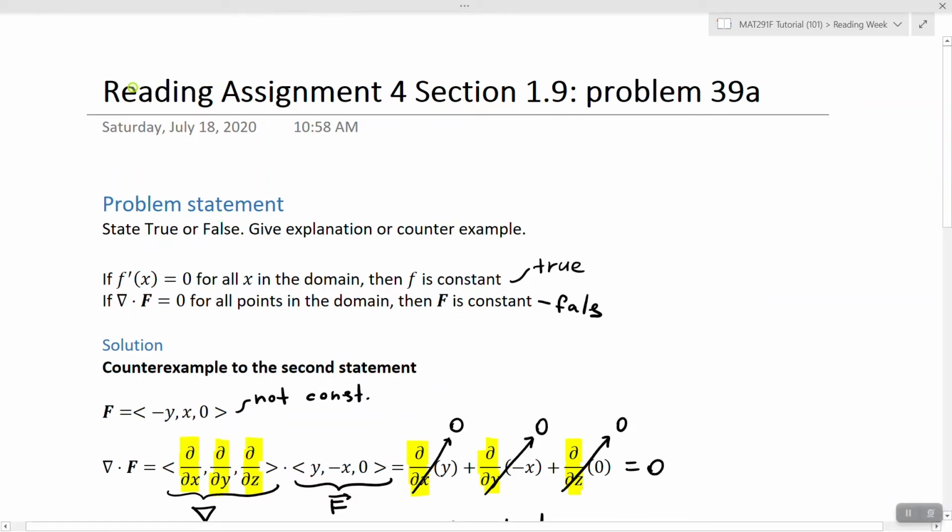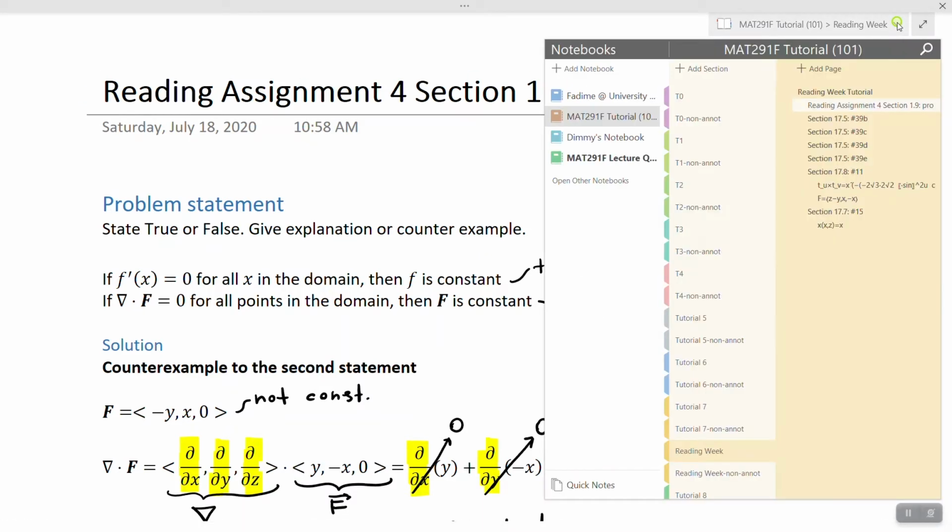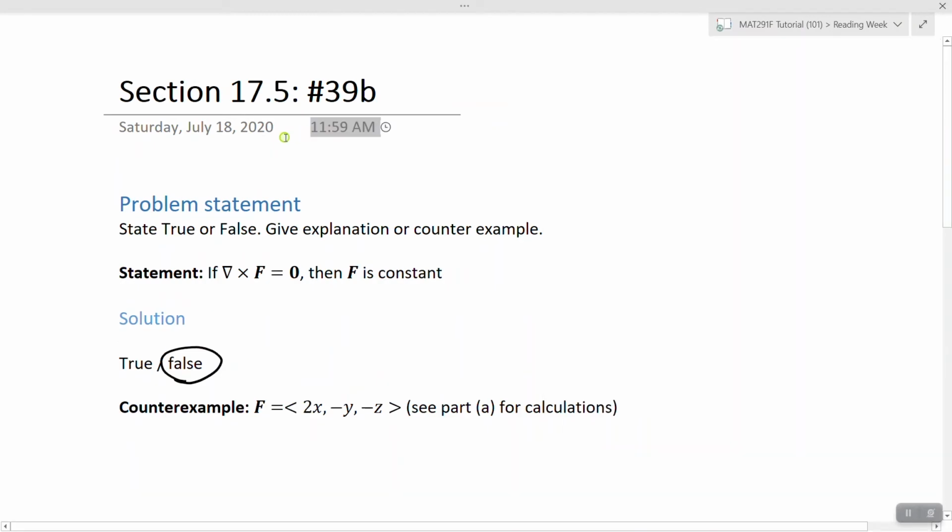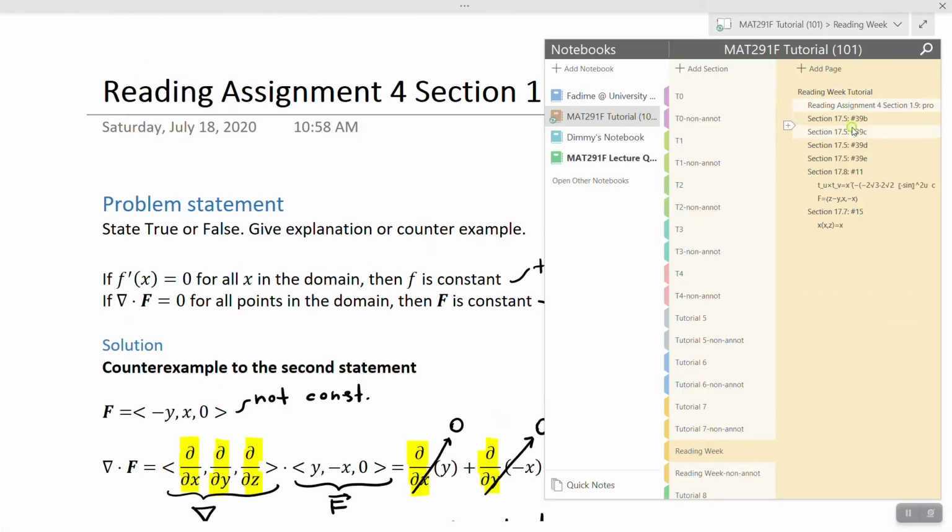I just wanted to give you a heads up for the next question that I'm about to take up. These several questions were taken from the textbook, so you'll notice me referring to either Reading Assignment 4, Section 1.9, which is where you'll actually find this question, or Section 17.5 of the textbook. But you don't need to go to the textbook to see this question. It's all in the reading assignment, actually.